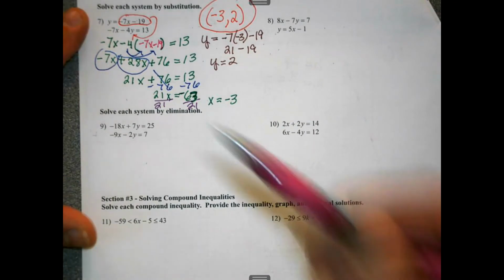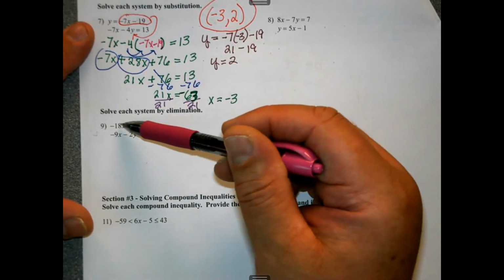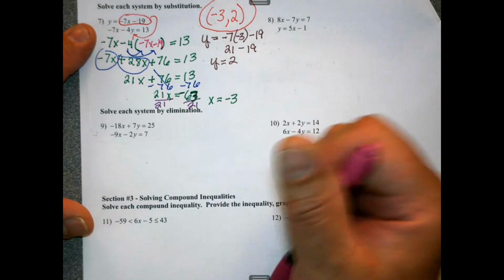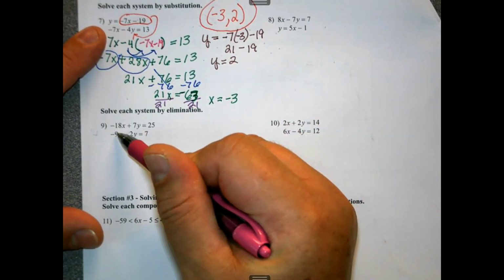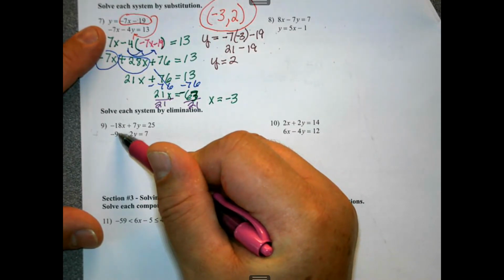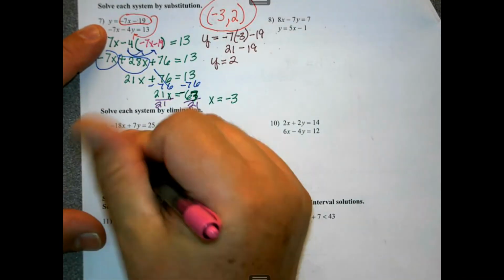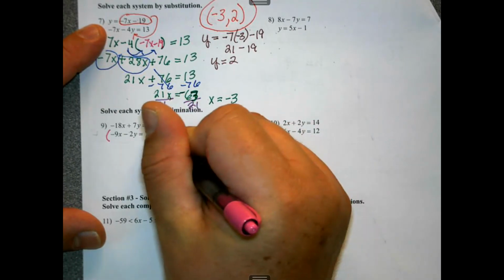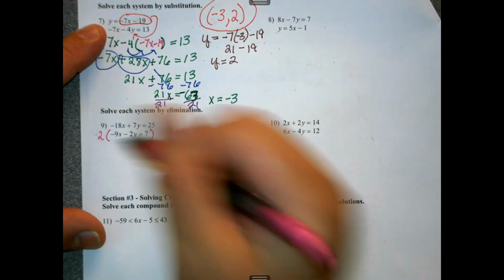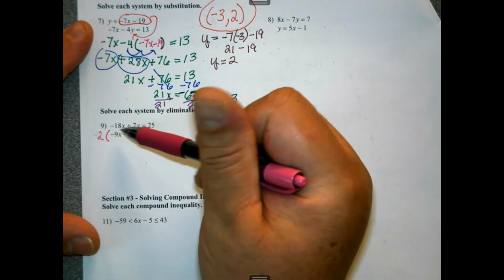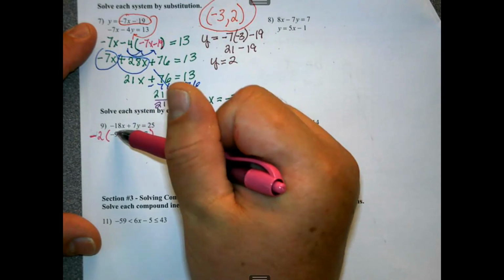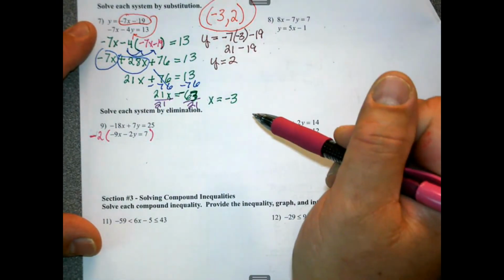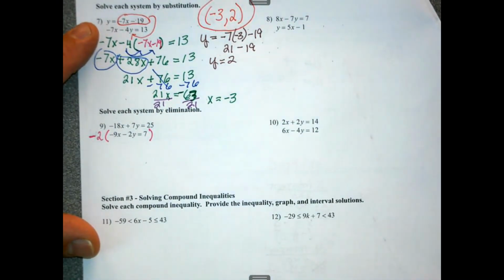Now, I'm looking at the x's because 9 is a factor of 18. In fact, if I multiply 9 by 2, I will get 18. So that's what I'm going to do. I'm going to multiply the bottom one by 2, but not just positive, regular 2. I'm going to multiply it by a negative 2 so that it comes out positive and they eliminate. So go ahead and distribute.